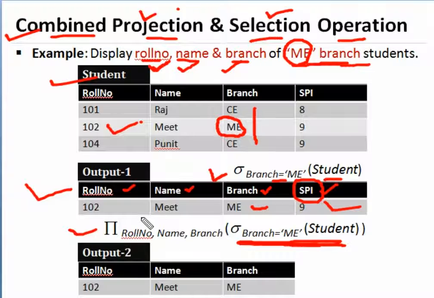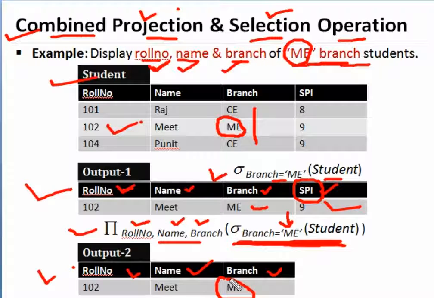Which attributes do we need? We need roll number, name and branch, on the result that we get from the selection operation. So when we apply this projection operation with the selection operation, we will get our final result, output 2: roll number, name and branch, where branch is equal to ME.